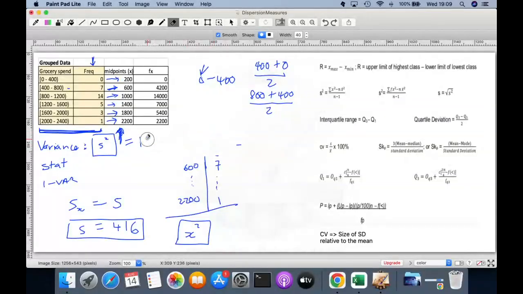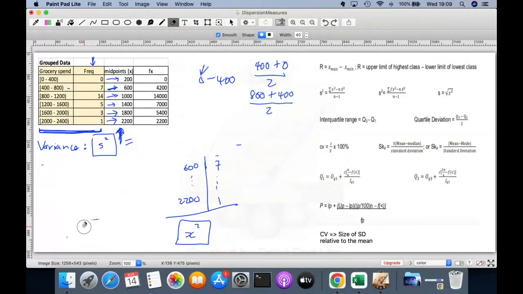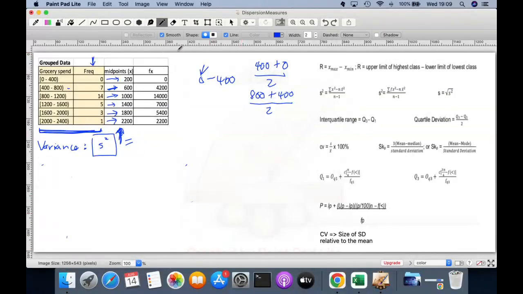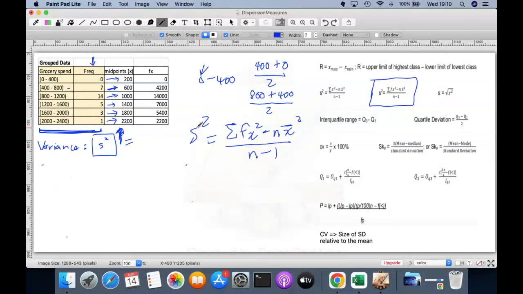And here's the long method now. The long method is also pretty simple. For the long method, we're going to use the equation. I'm going to make sure I copy the equation. I'm going to write the equation correctly this time. So it's S squared. For group data, you need to use the formula with the F in it. So it's this formula here. S squared equals the sum of F x squared minus n x bar all squared, just the x bar, divided by n minus 1. So this is the formula that will be given to you.